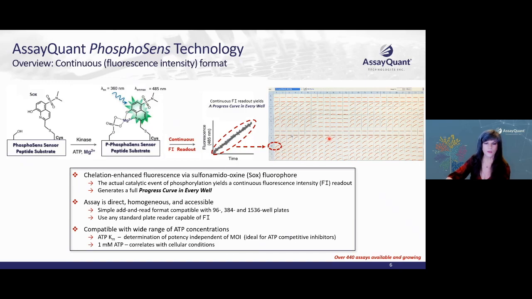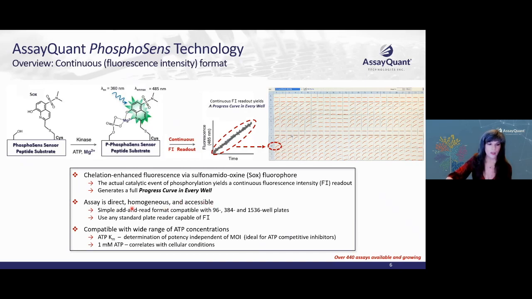Let's look at the information that's in the box here. I've said most of it, but let's make sure I've covered it all. The assay format itself is called chelation enhanced fluorescence, and it's enabled by the sulfonamido-oxine, or SOX, molecule. It's the catalytic event of phosphorylation that yields the fluorescence readout that gives you a progress curve in every well. The assay is direct, homogeneous, and accessible.